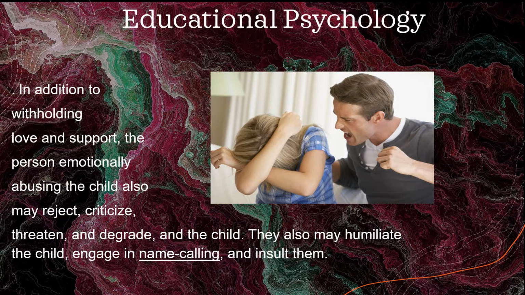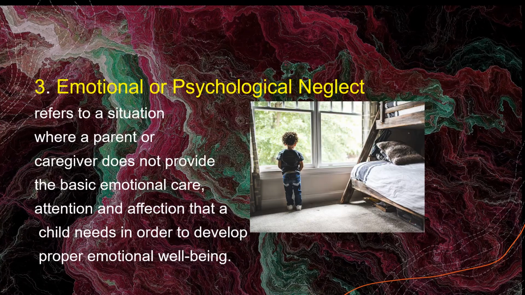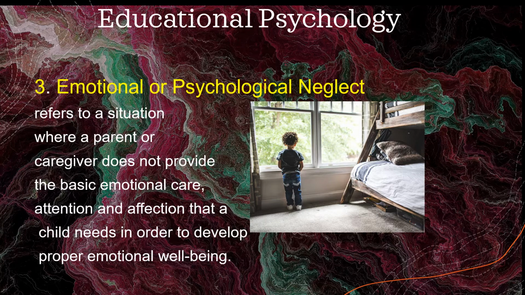In addition to withholding love and support, the person emotionally abusing the child also rejects, threatens, degrades, and criticizes the child. They also may humiliate the child, engage in name-calling, and insult them. So the third one is emotional or psychological neglect.